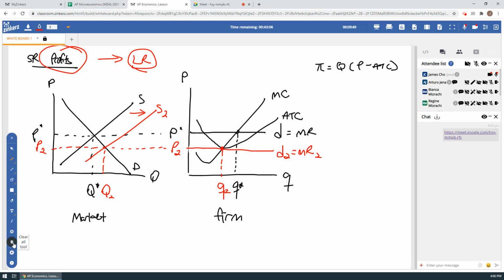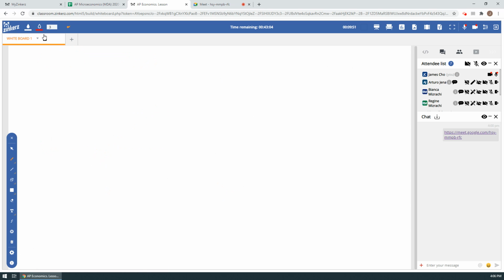Then we could change the story around and talk about the short run losses. I'll go through this one very quick. P, Q, market.